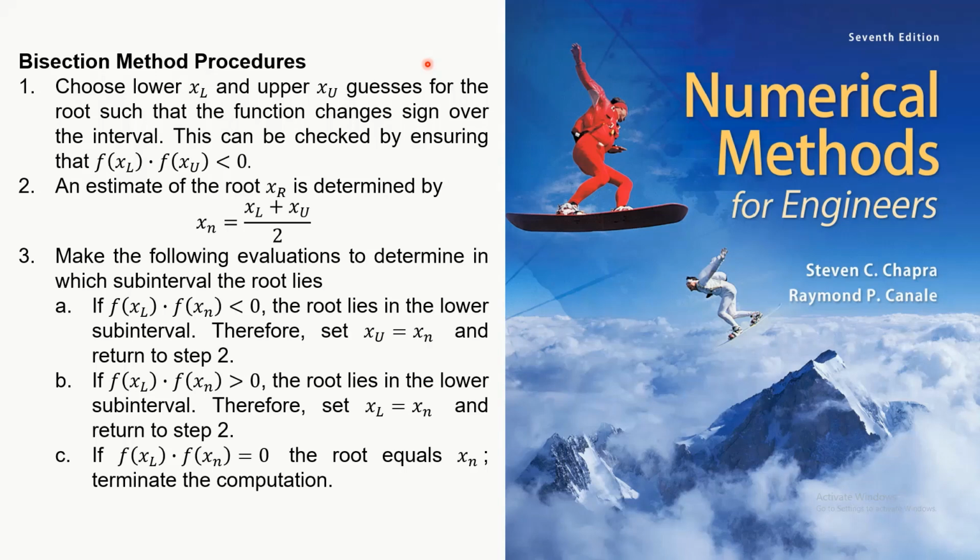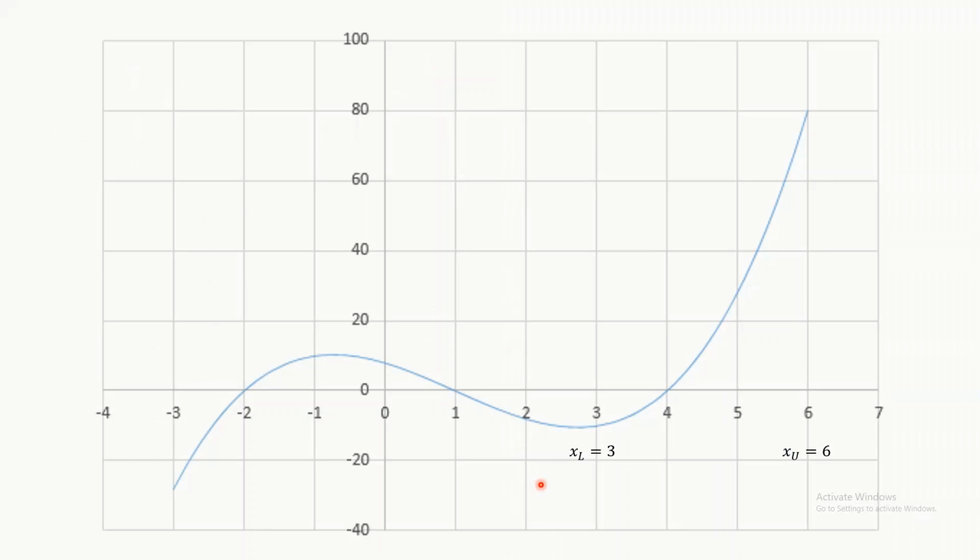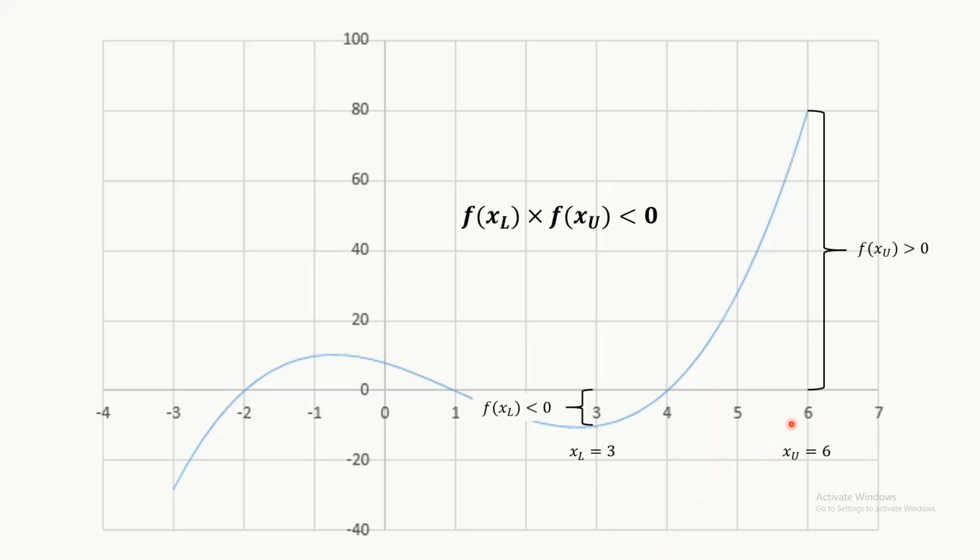Say that we have a graph of a polynomial equation, and we are asked to determine the roots. According to bisection method procedure number 1, we have to choose lower and upper limits such that when we substitute them to the function, the sign changes over the interval. This instruction only assures that our initial guesses will contain the roots. Say for example that we choose our lower limit to be x equals 3 and our upper limit to be x equals 6. When we substitute these values of x to the polynomial equation, we will notice that the upper limit has a positive value and the lower limit has a negative value. And that satisfies procedure number 1, that the product of the function values is a negative number.